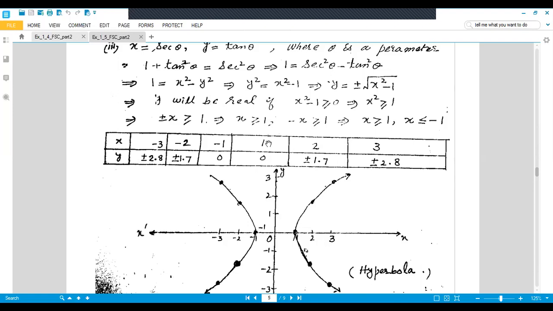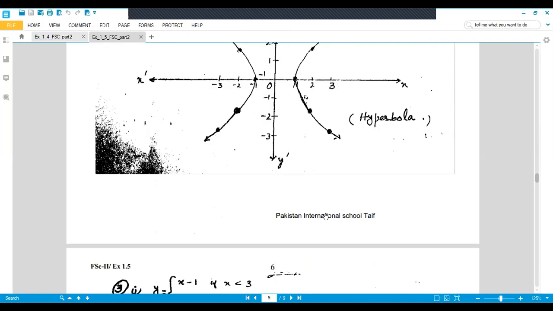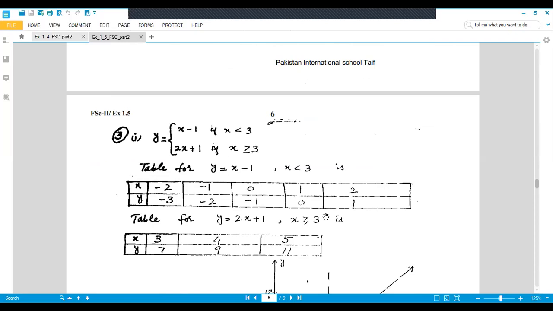And when you put 1, the value is 0, so in place of 1 on the origin line, you put this point. For positive 2, plus minus 1.7, above 2 after 1, 7 small boxes, and similarly below after minus 1, 7 small boxes. And for 3, above 3, after 2, 8 small boxes, you put this point, and similarly for minus. And when you join, you will get the hyperbola equation. So this was question number 2.